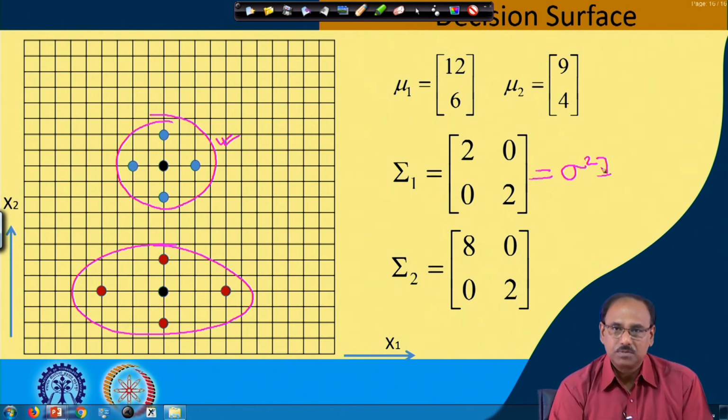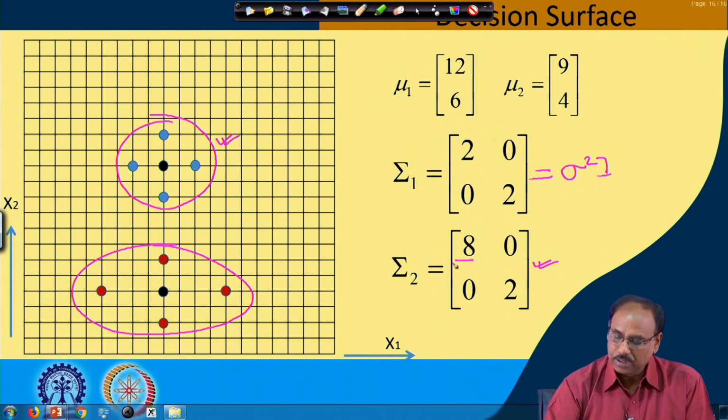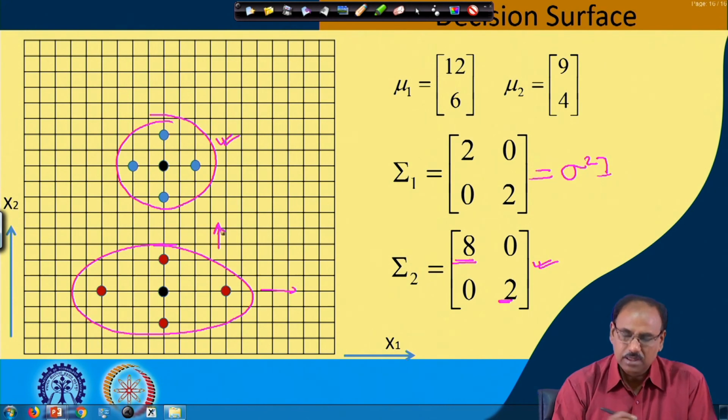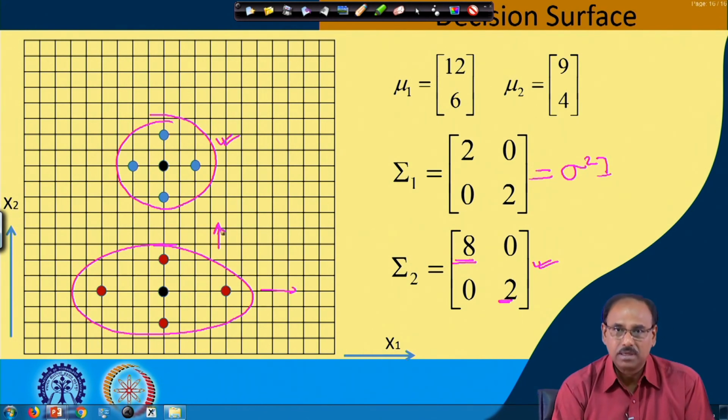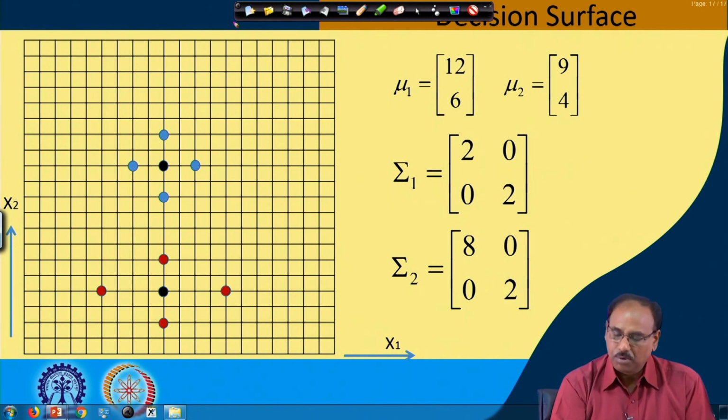So, the points are spherically distributed, whereas in the second case, where my covariance matrix sigma 2 is [8 0; 0 2], it is elliptically distributed, because the variance of the x 1 component is more than the variance of the x 2 component. So, obviously, the spread in the x 1 direction is more than the spread in the x 2 direction, and that makes it elliptical.